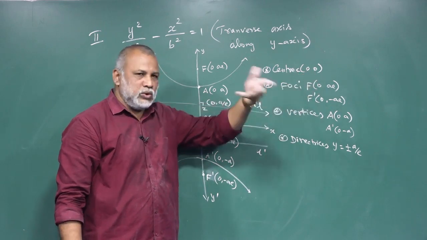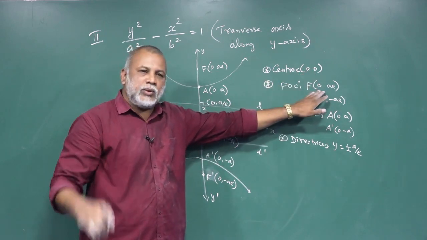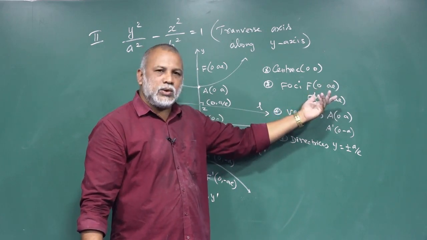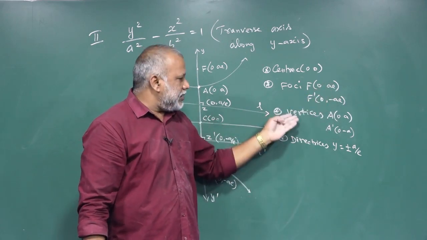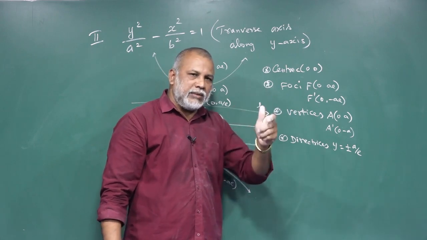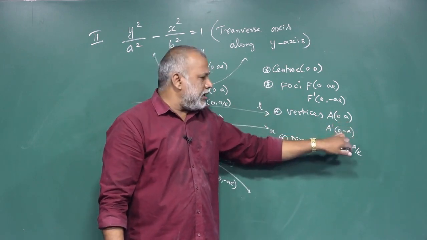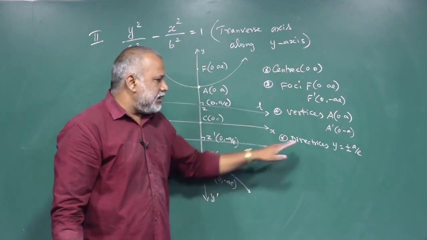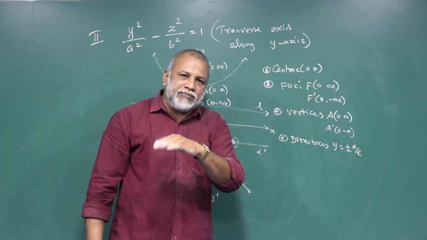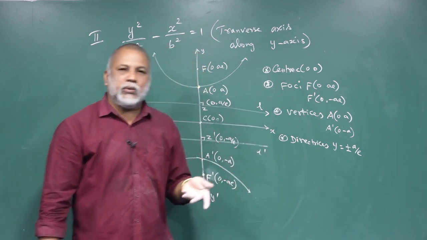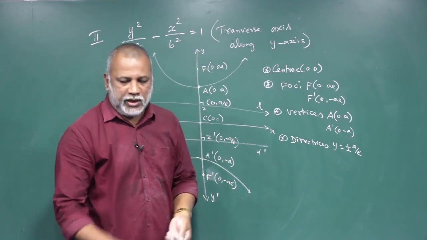0, 0, no change. Here see type number 1, AE, 0, minus AE, 0. Just interchange the coordinates of x and y. See vertices in type number 1, A, 0, minus A, 0. Here you are using 0, A, 0, minus A. Then directrices. There you are using x equal to plus or minus A by E. Here they are using y equal to plus or minus A by E.